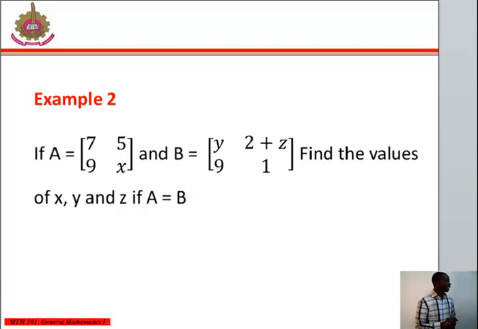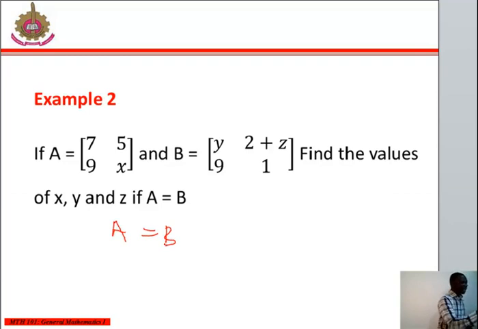Let's see this example. If A is equal to this matrix, 7, 5, 9, x, where these are the rows and columns, and B is given as that. Find the values of x, y, and z if A is equal to B. Now, the condition of if A is equal to B is very, very important. If A is equal to B, it means that matrix A is equal to matrix B.